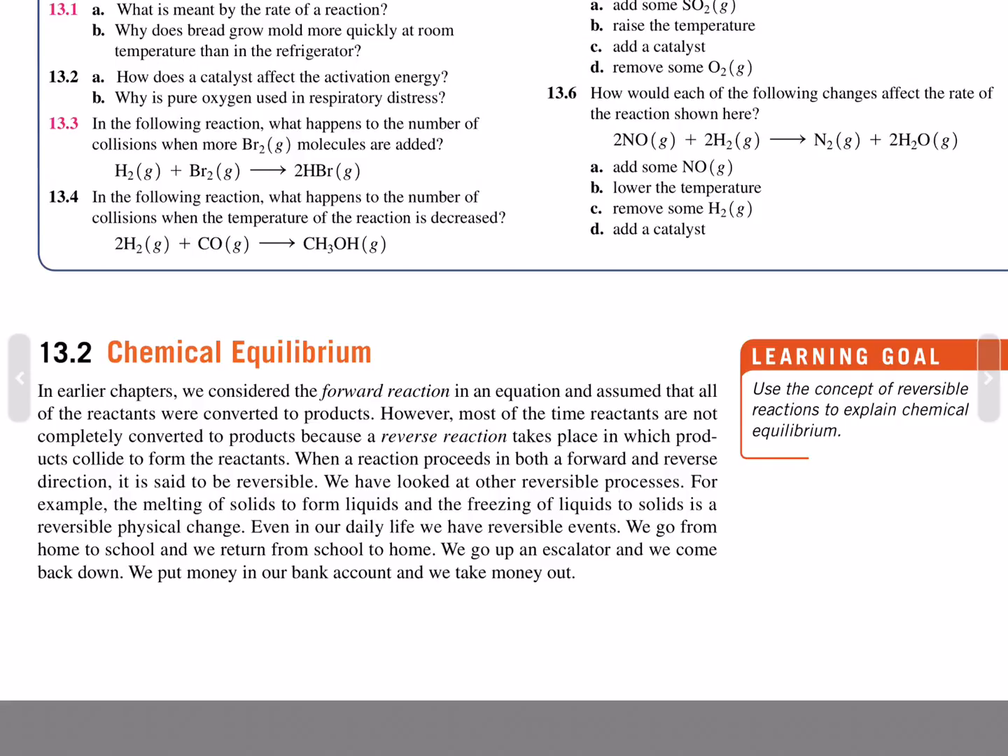We've looked at other reversible processes. For example, the melting of solids to form liquids and the freezing of liquids to solids is a reversible physical change. Even in our daily life, we have reversible events. We go from home to school and return from school to home. We go up an escalator and come back down. We put our money in a bank account and we take the money out.